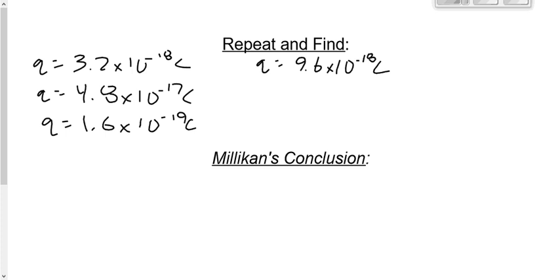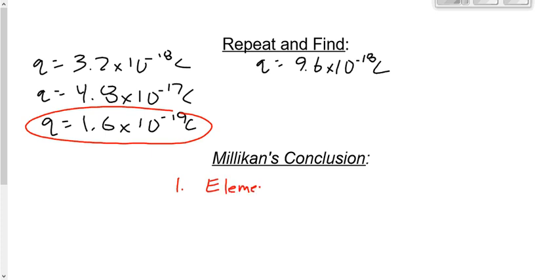This is what Millikan found. He found that all of these oil droplets had a charge of either 1.6 times 10 to the minus 19 coulombs or a multiple of 1.6 times 10 to the minus 19 coulombs. So he concluded that there is what we call an elementary charge.